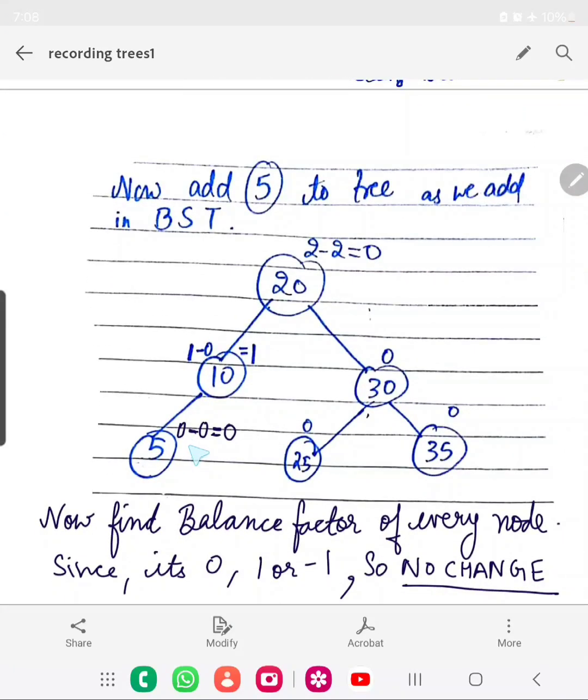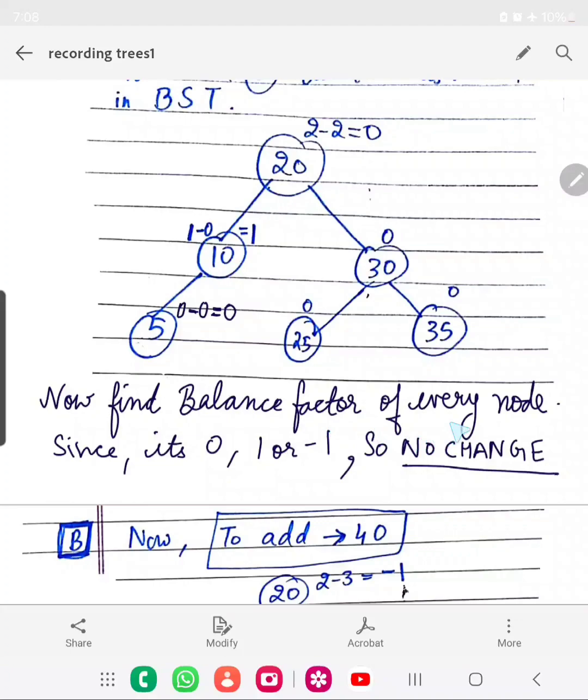The balance factor of 5 is 0. The balance factor of 10 is 1. The balance factor of 20 is 2 minus 2, which is 0. The balance factor of 30 is 0, which is 1 minus 1. And the balance factor of 25 and 35 are also 0 because they are the leaf nodes. Since we have the balance factor as 0, 1 or -1 for every node, so no change.